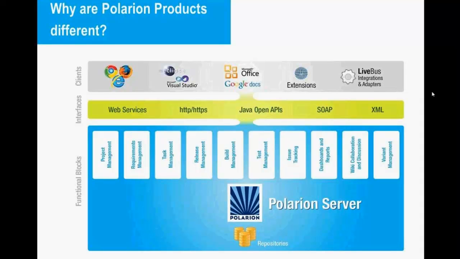A really important thing about Polarion, where Polarion is really different from other tools, is this option below, the repositories. We don't save or store all our data in a database. We store it in a Subversion repository, which makes it much easier for us to see who has changed what and when, and all kinds of information about traceability is already in there.